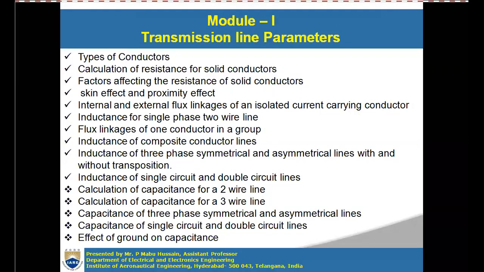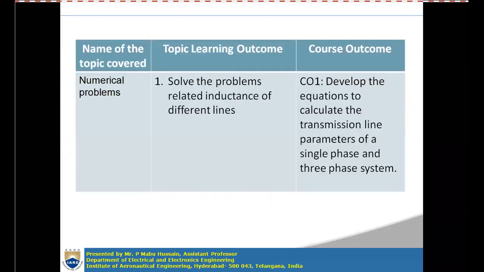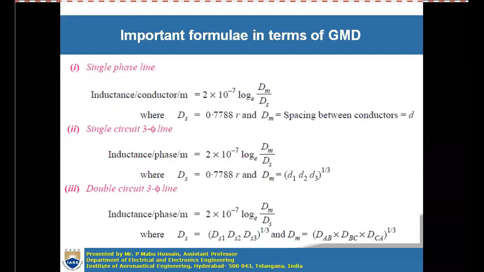The outcome is the same. We are going to solve problems related to the different transmission lines. The important formulas you have to remember are the same for a single phase line, a single circuit three phase line, and a double circuit three phase line. The formula is the same, but the DM and DS values will be different in all three cases.